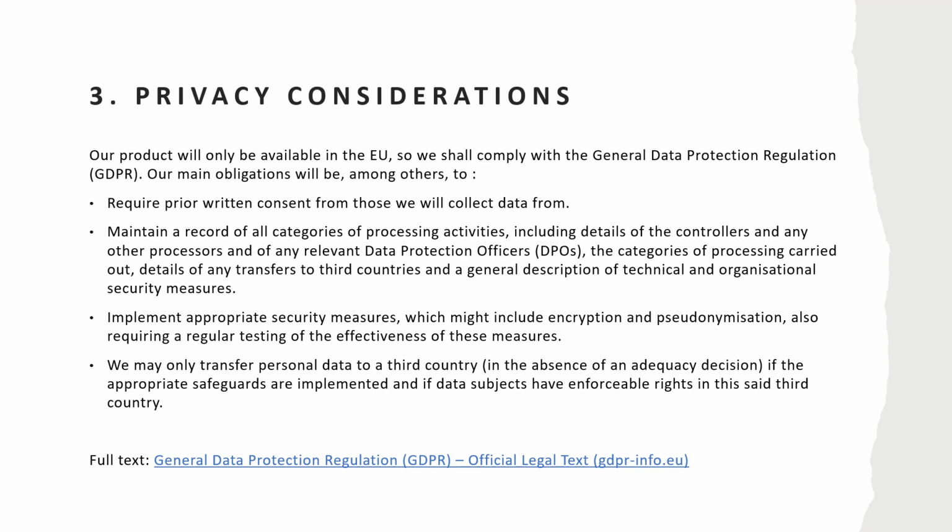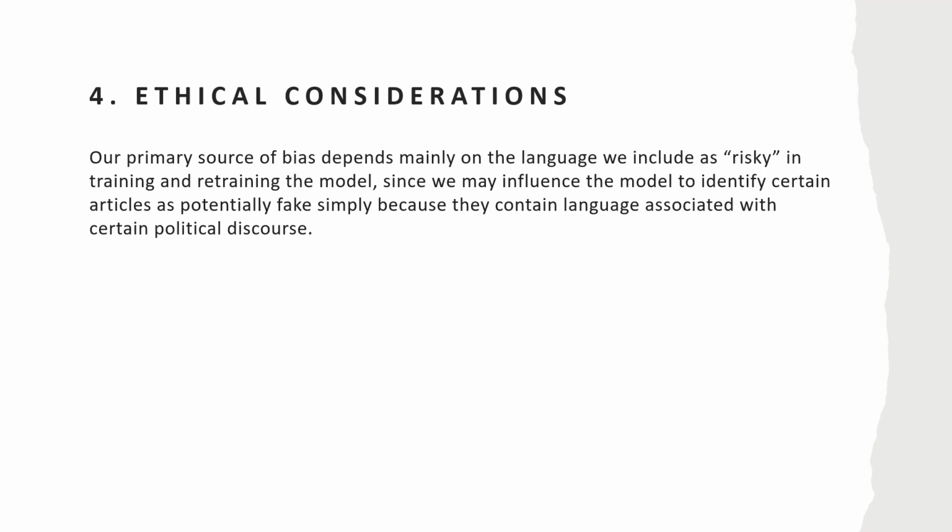We have reviewed the privacy considerations, so let's review now the ethical ones. When we think about possible biases, in our case, our primary source of bias depends mainly on the language we decide to include as risky in training and retraining the model. This may condition our model to predict certain pieces of information as potentially fake simply because of the language being used and it being associated to a certain political group.